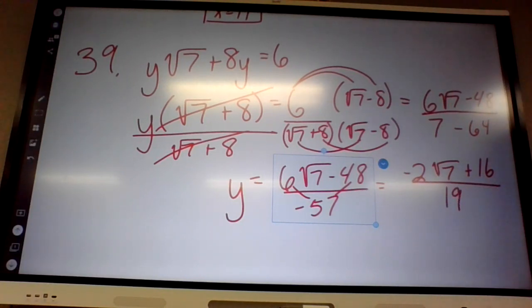That's probably what the book put. Maybe 16 minus 2 squared is 7. Is that what they put?